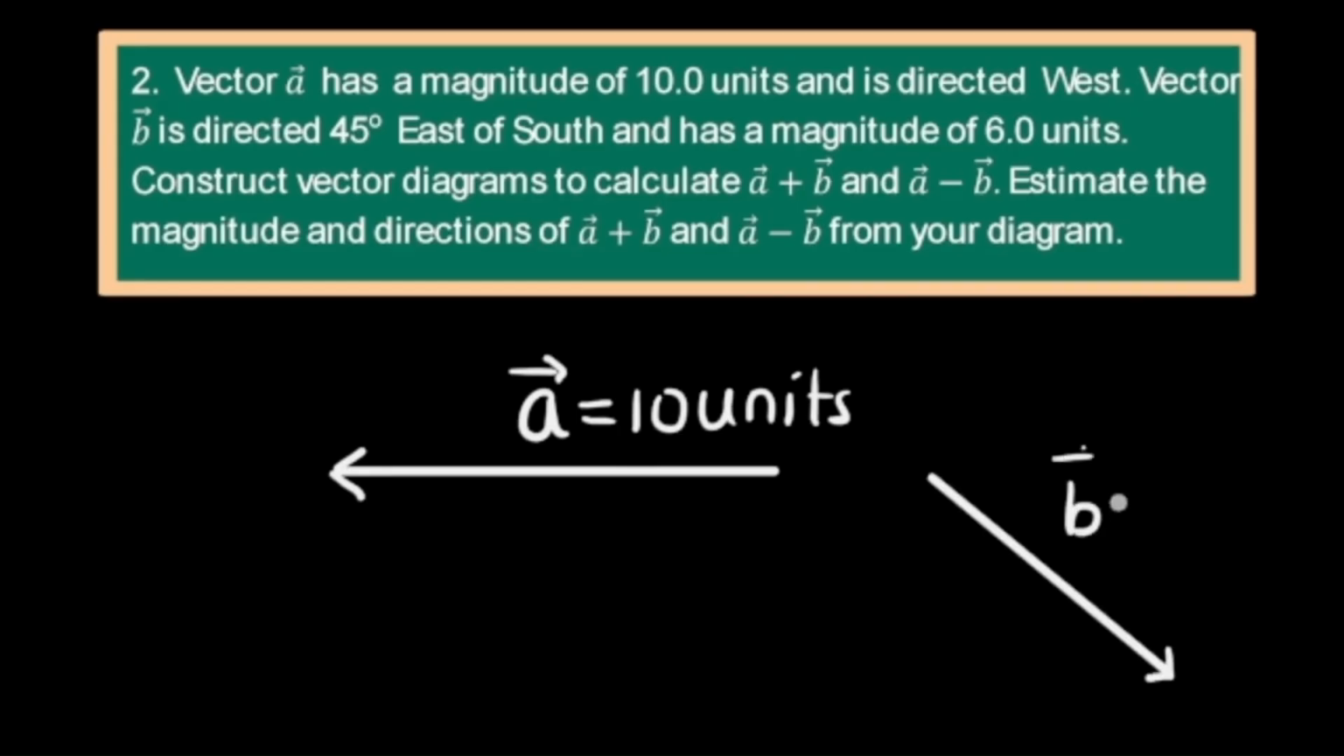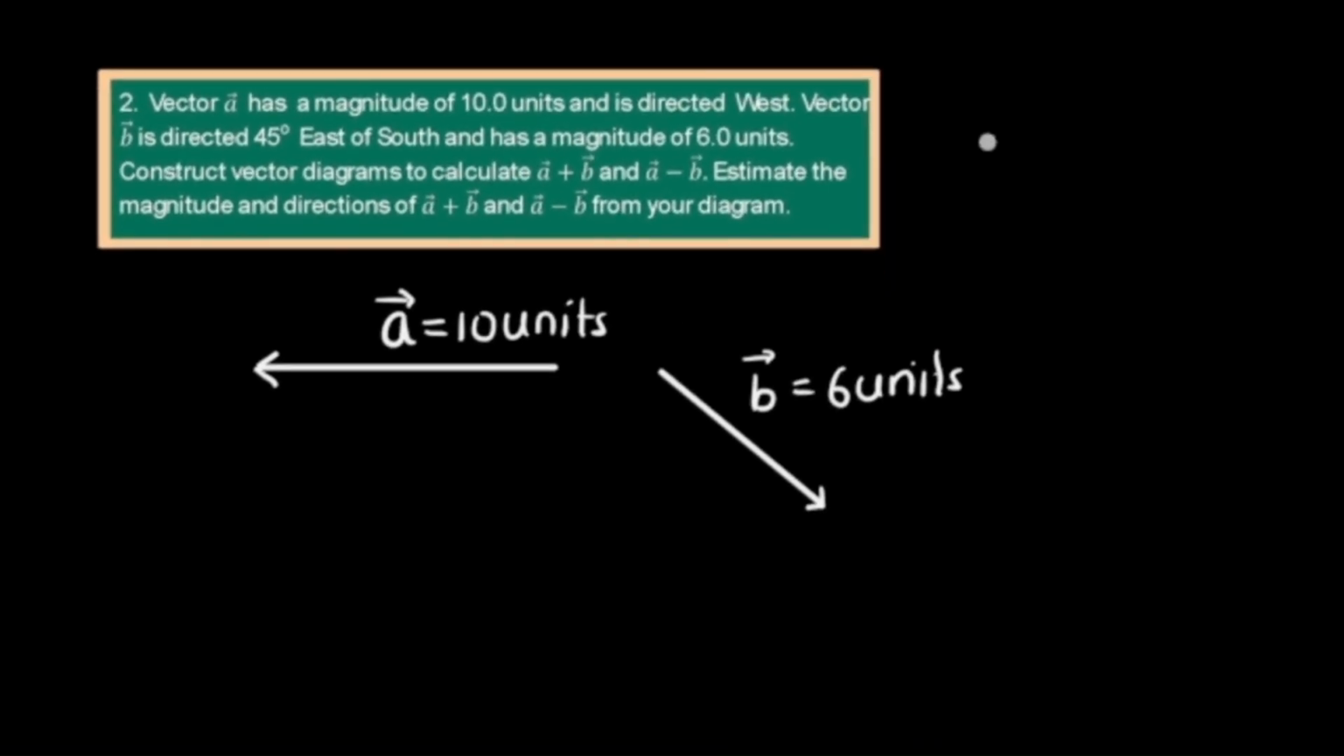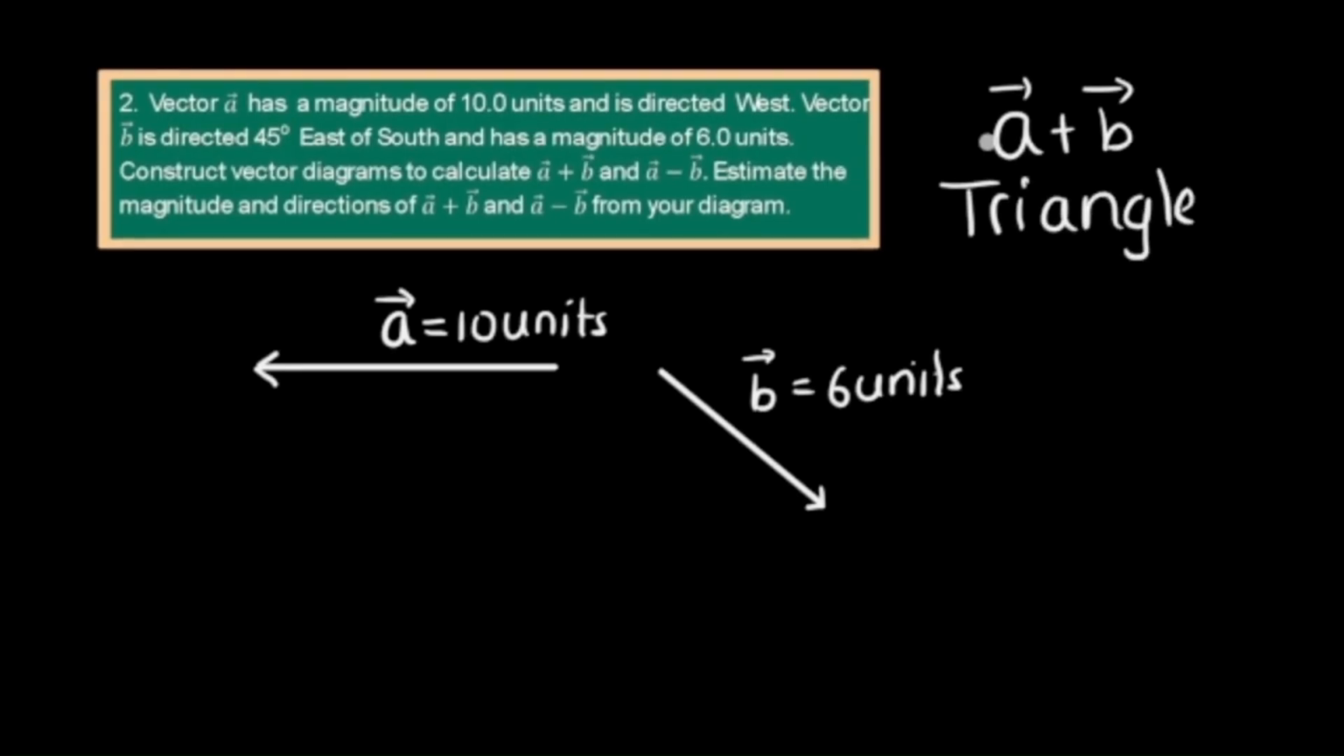Vector B, it is 6 units. Now these arrows, they're not drawn to scale. Next thing we want to do is construct vector diagram to calculate A plus B and A minus B. Let's focus on A plus B first. Now to find A plus B, let's use triangle law of vector addition.